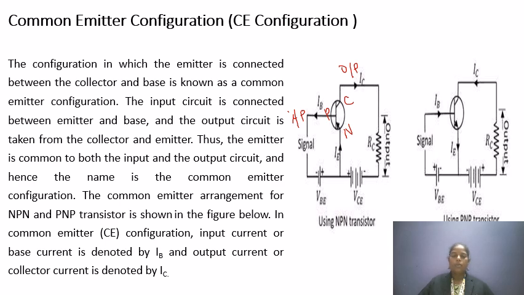So in this case of common emitter, sorry, it should be written as N negative, NPN. Yes, NPN transistor: emitter, base, collector.